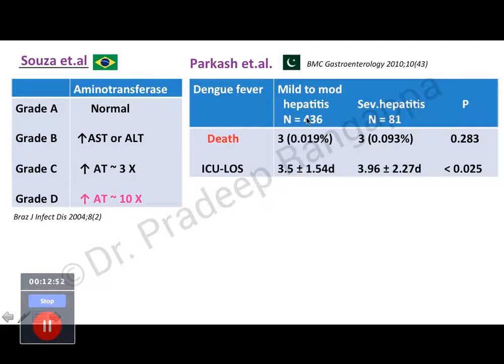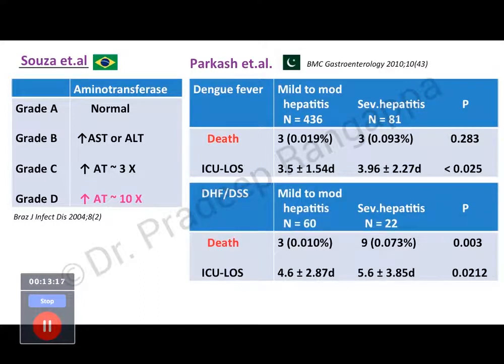And this was a study from Pakistan by Prakash et al., where they looked at the correlation of liver dysfunction to mortality. They had 436 patients with mild to moderate hepatitis and 81 with severe hepatitis. But there was no difference in the mortality between these two groups. But ICU length of stay was longer in patients with severe hepatitis in this study. This is in patients presenting with dengue fever.